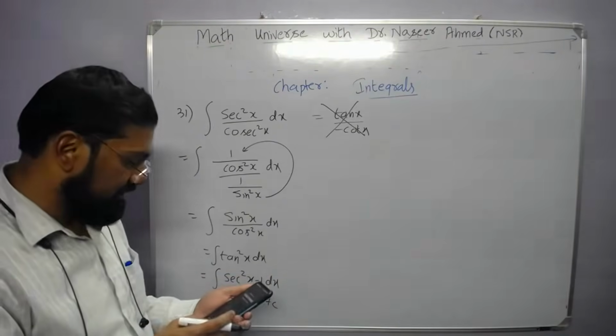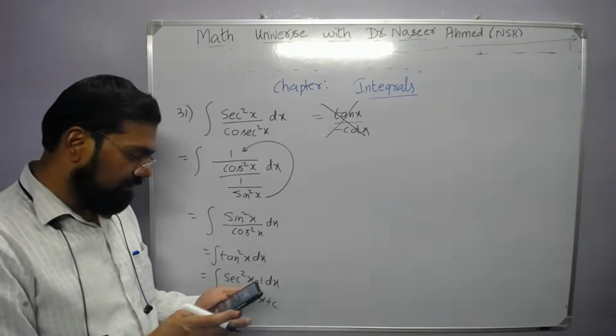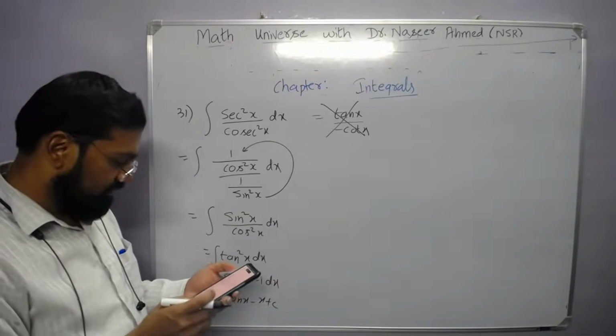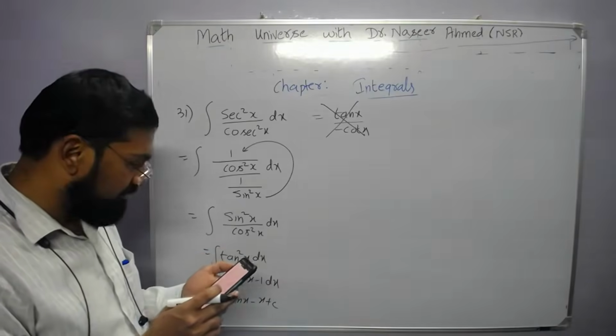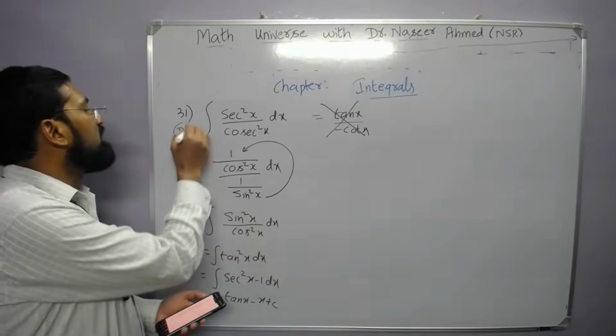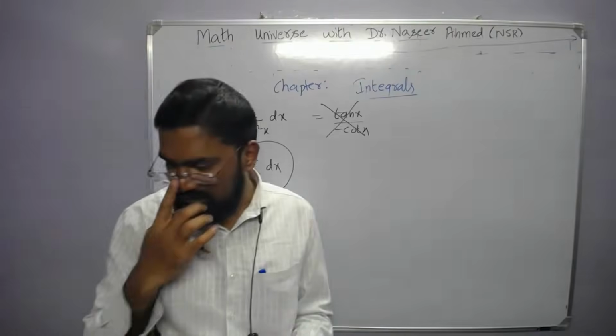So which option is it? For question number 31, we have option D to be correct. Okay, I hope it's clear.